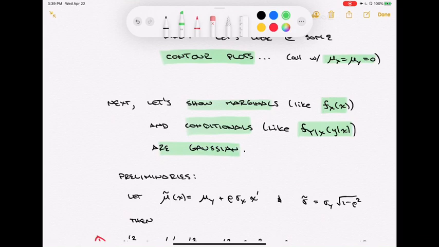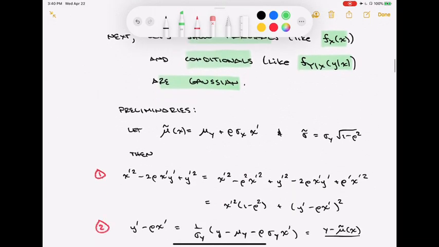Let's show that those are all Gaussian. Turns out that this is not terribly hard, but it is a little bit notationally confusing, and so it does help if I set up some mathematical preliminaries, just notational. It kind of helps things out as we go along. So I'm going to do a few preliminaries here. I'm just going to define some variables.